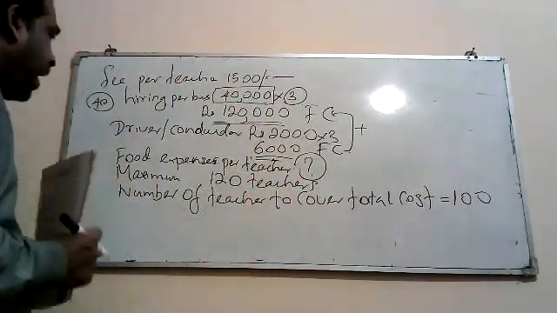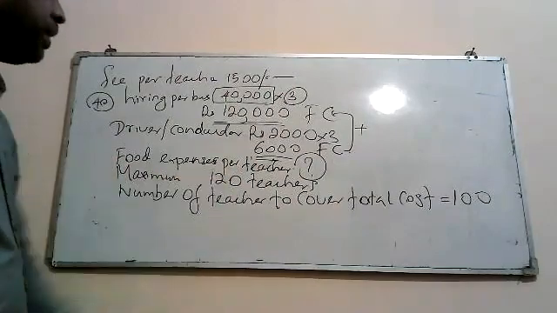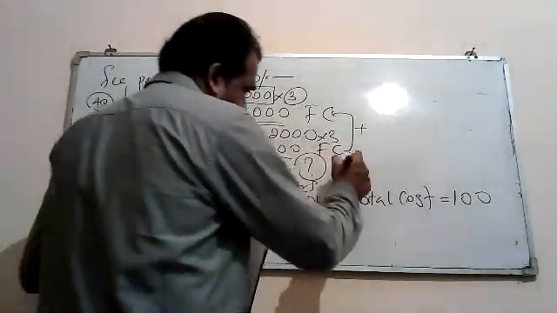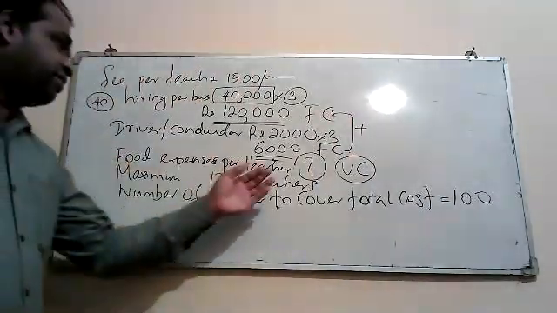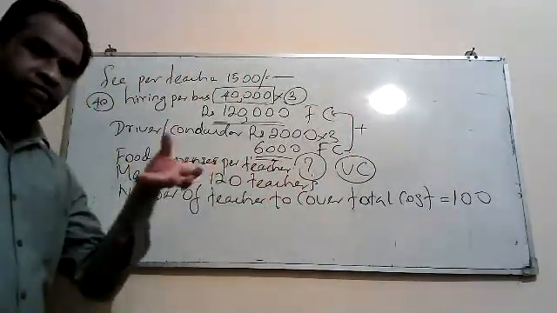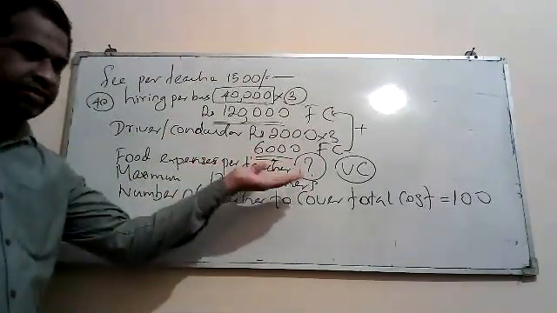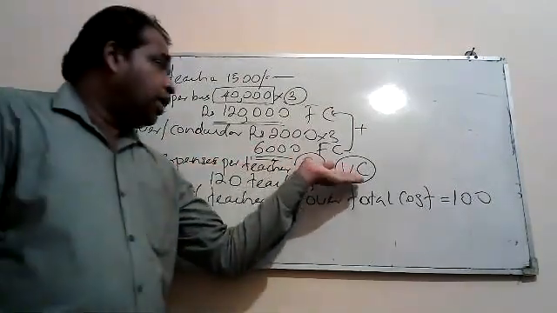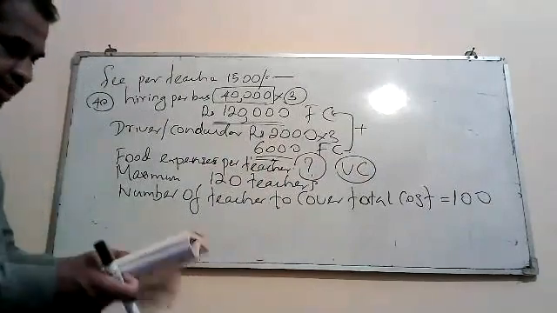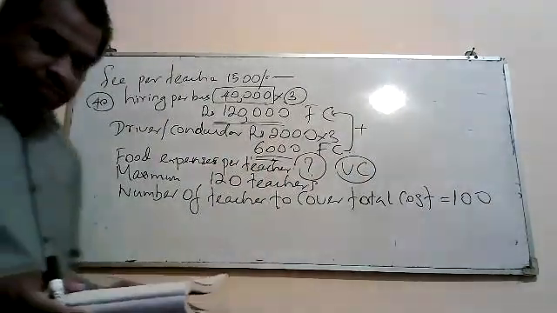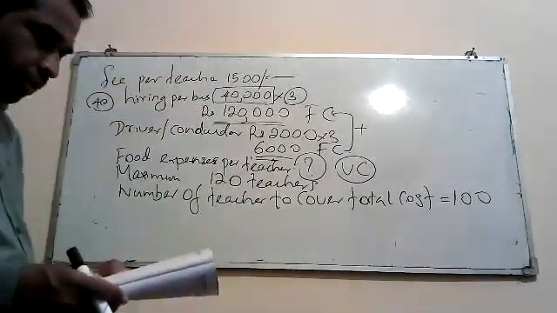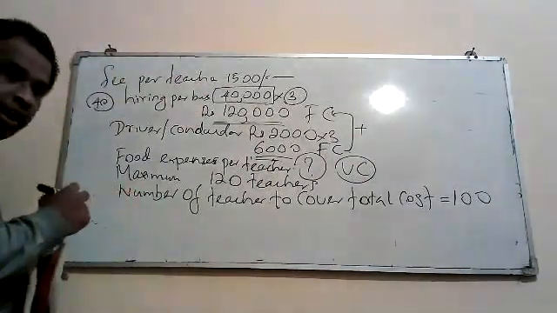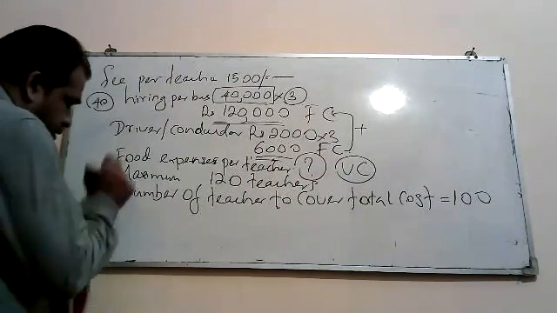I have analyzed the given information. Food expenses will be a variable cost, because the food expense per teacher will vary depending on the number of teachers. Therefore, it comes under variable cost. What is part 1? You are asked to calculate the total fixed cost for the trip.